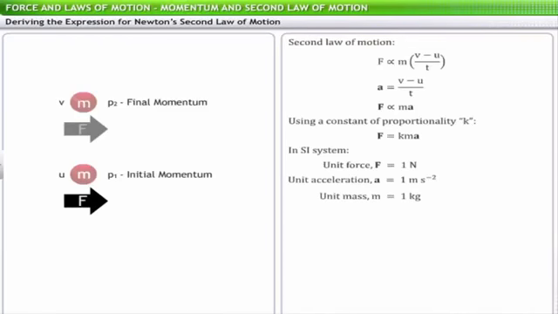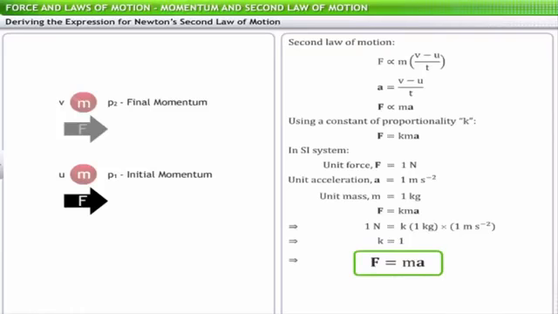Thus, substituting the values in the expression F is equal to kma, and simplifying, we get the value of k as 1. Hence, we get the mathematical expression of the second law of motion as F is equal to ma. Therefore, according to the second law of motion, you can express the force applied as the product of mass and acceleration of the body.